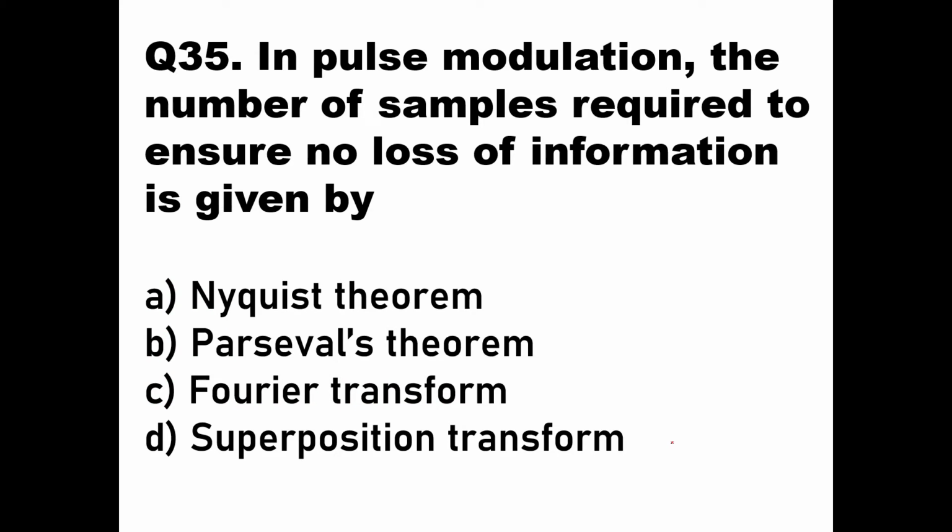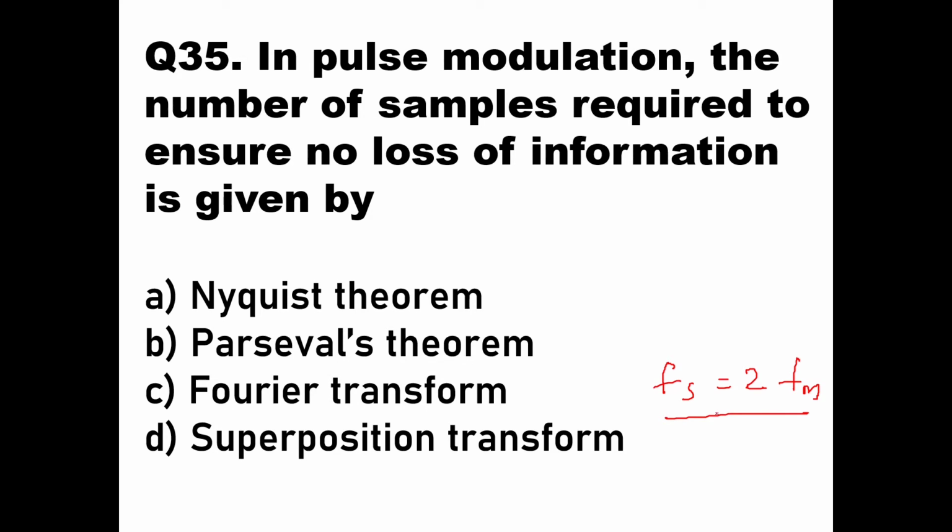In pulse modulation, the number of samples required to ensure no loss of information takes place. Okay, no loss of information takes place. So that can be done by saying that the sampling frequency Fs is equal to twice the highest modulating frequency Fm, and this condition is nothing but what is called the Nyquist criteria. So this basis of the sampling theorem is also called the Nyquist theorem.